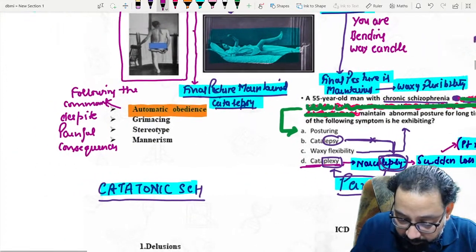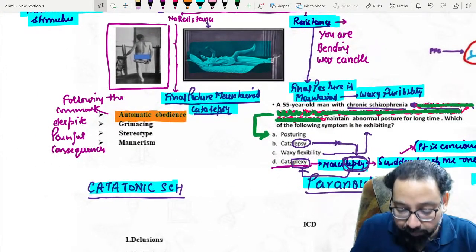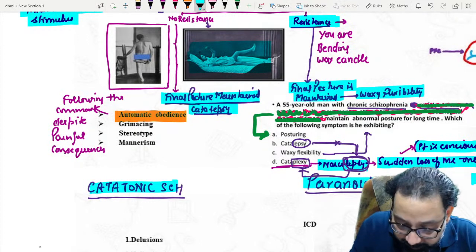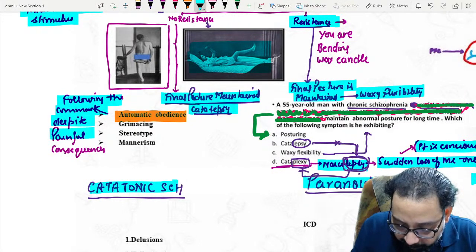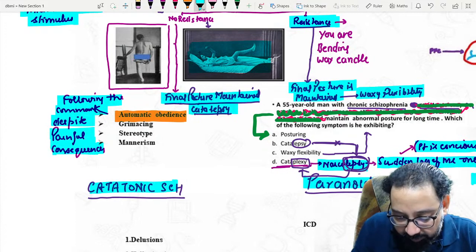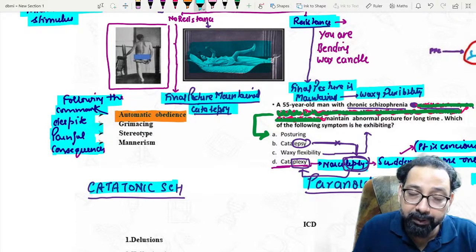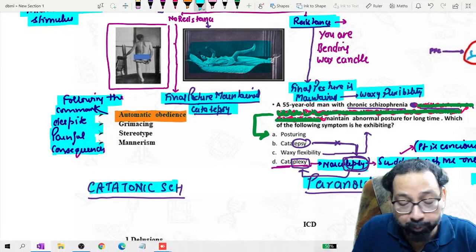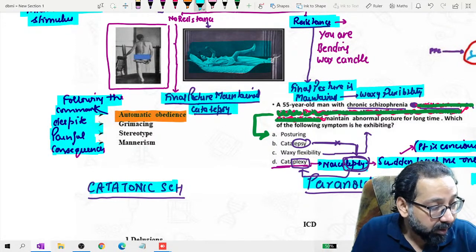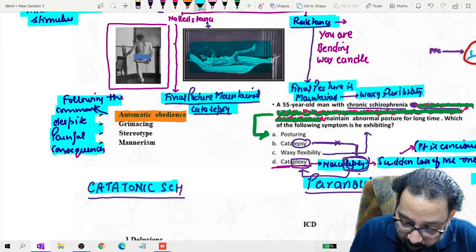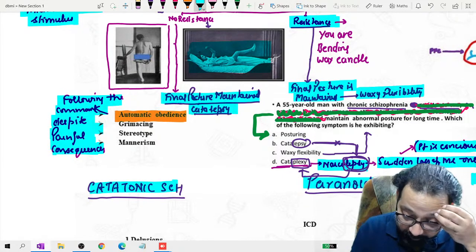Following the command despite painful consequences. That is automatic obedience. Definitely you will not do that. Once I will prick you, second time you will not protrude your tongue. But a catatonic patient would protrude his tongue again and again. That is called automatic obedience, following the command despite painful consequence.